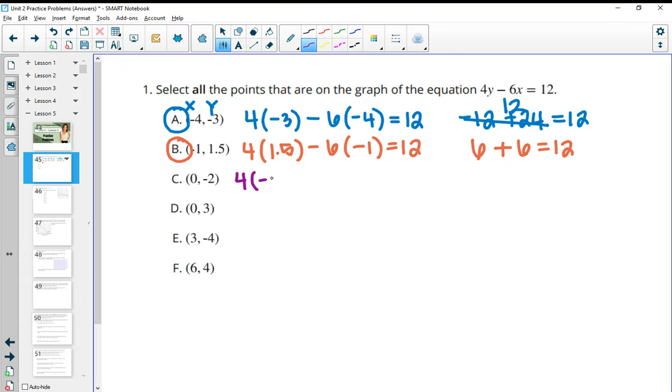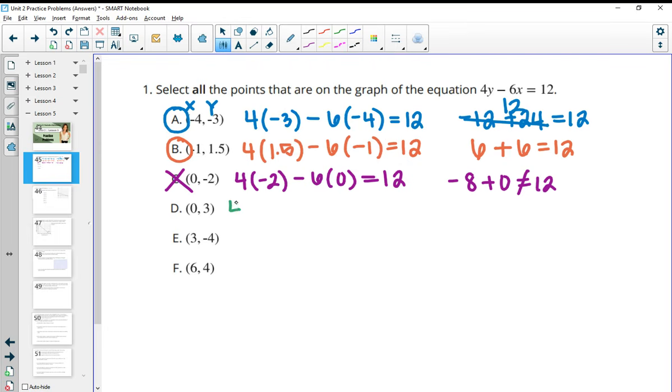C, so 4 times the y coordinate of -2 minus 6 times the x coordinate of 0. Does that equal 12? 4 times -2 is -8. -6 times 0 is 0. And -8 does not equal 12. So this is not a solution.